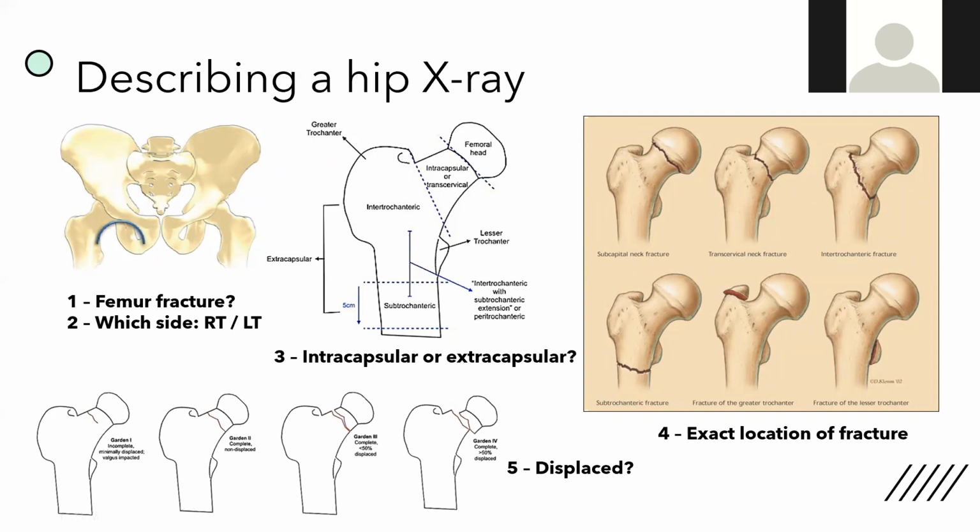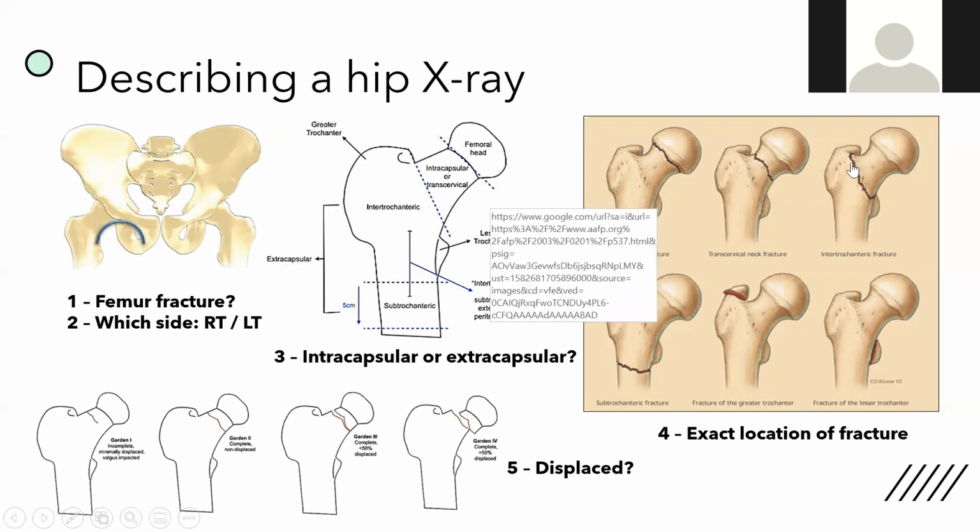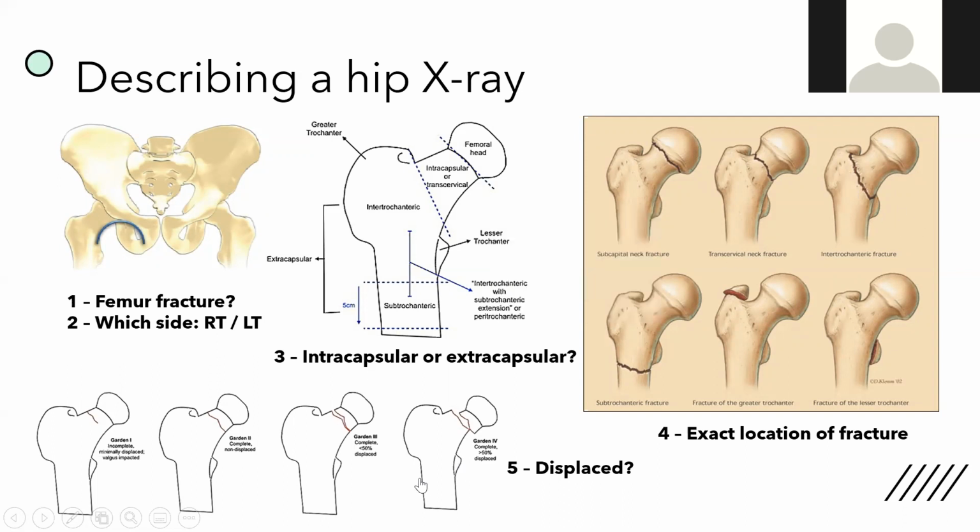Next, you need to identify exactly where the fracture is after you've identified if it's intra or extracapsular. A few ways to describe it: if it's just under the head, it's called a subcapital fracture. If it's right in the middle of the neck, it's a transcervical fracture. If it's on the line itself, it's called a basocervical fracture, which is not in this picture. If it's anywhere under that line or within that line, it's called an intertrochanteric fracture, and that's about 5 centimeters below the trochanters. Under that would be a subtrochanteric fracture.